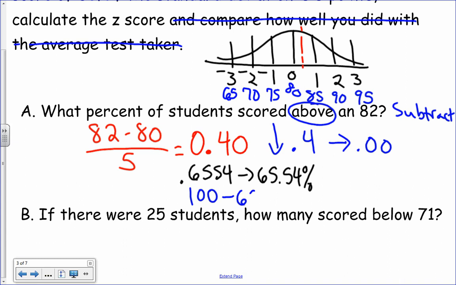100 minus 65.54 is, it ought not be negative. You got to subtract it from 100, not subtract 100 from it, right?